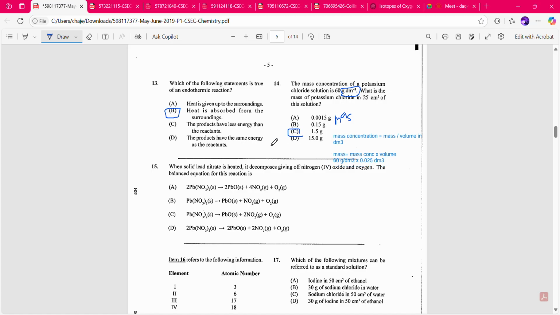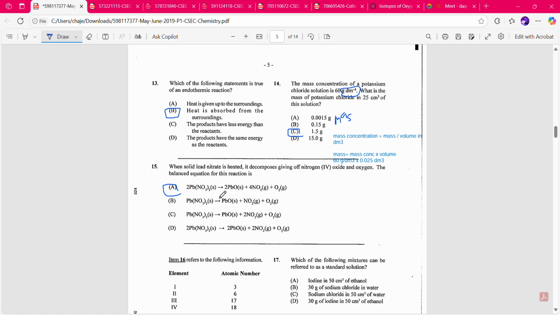So C is my correct answer. Number 15, when solid lead nitrate is heated, it decomposes, giving off nitrogen dioxide and oxygen. The balanced equation for this reaction is, we got this already. It's A. It's A. All right.